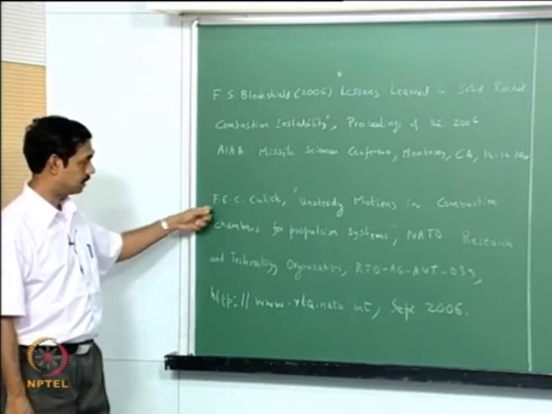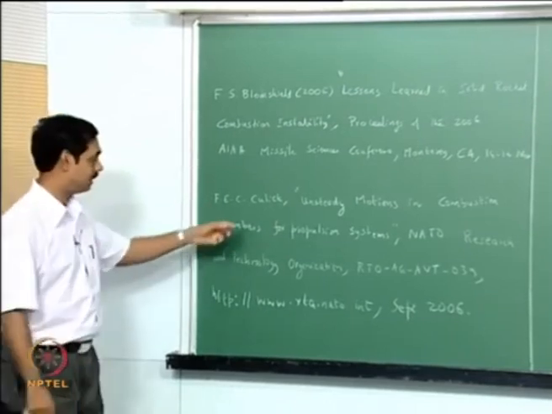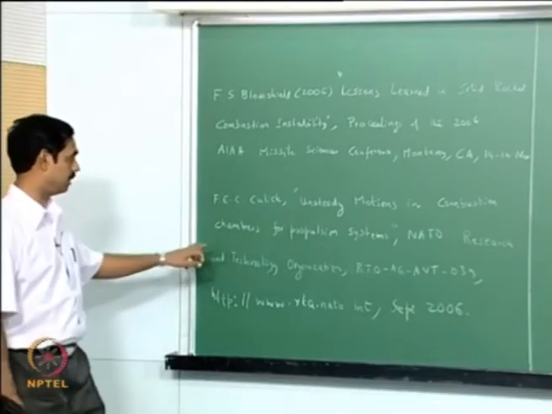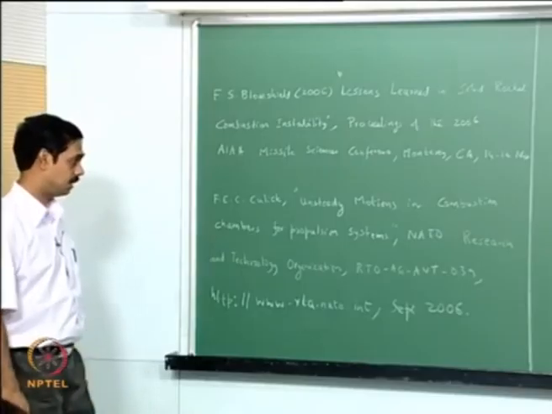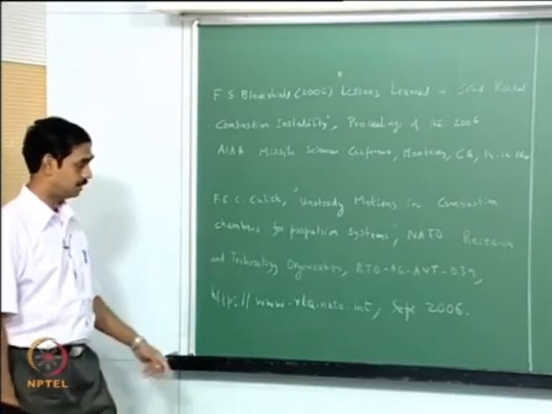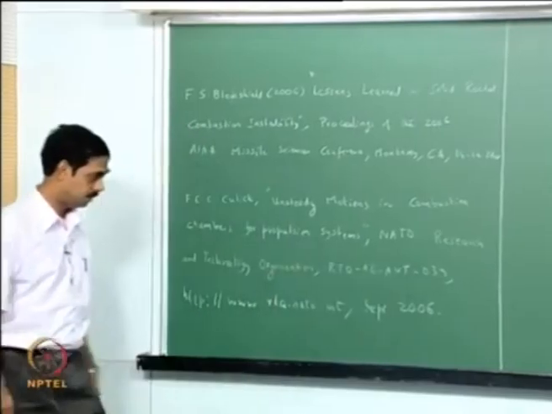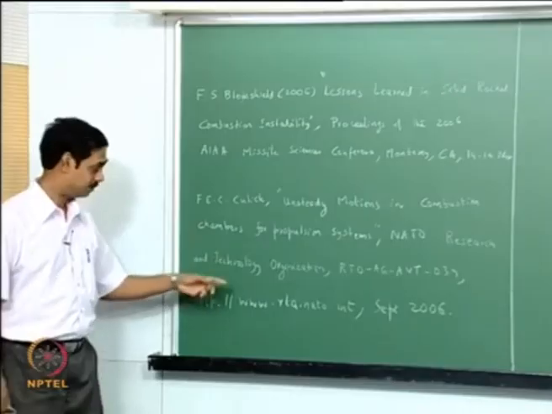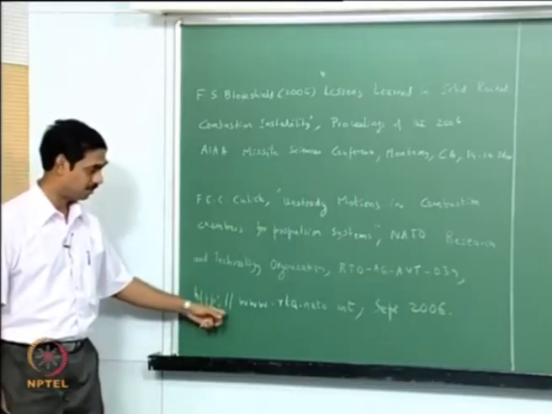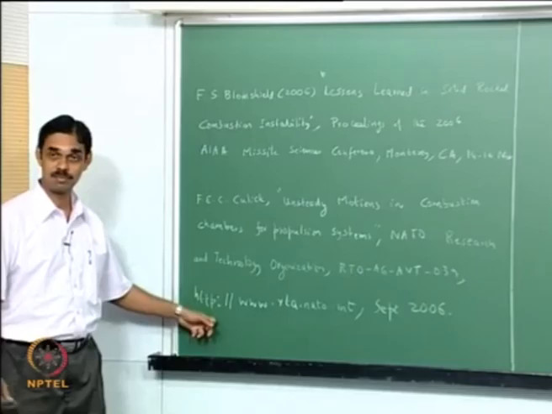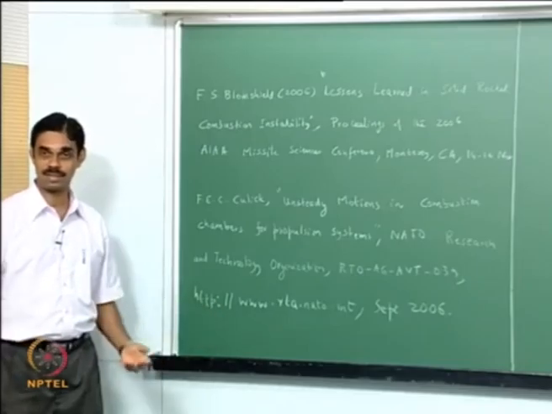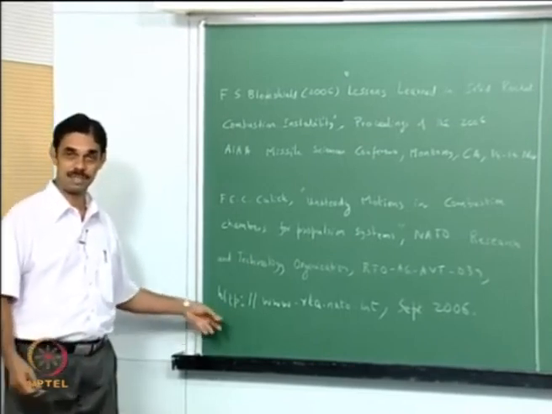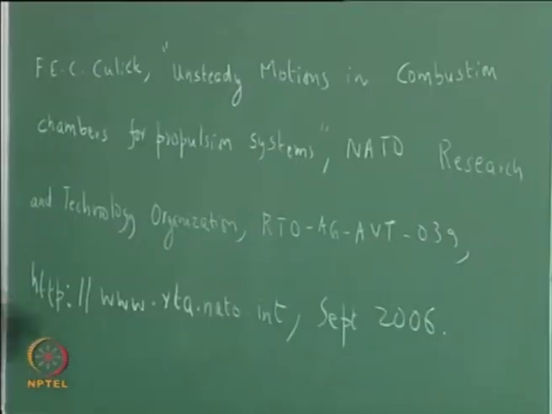The second reference, which will indeed give all the maths, is from Professor Fred Culick, titled Unsteady Motions in Combustion Chambers for Propulsion Systems, NATO Research and Technology Organization, RTO AG AVT 039. This 39 is the report number, and if you type Culick and any of these keywords, or go to this website, you can get this book free. It's a full book written properly, not just a cut and paste. It's a proper textbook, but it is available on the internet, so you can download that and read it.